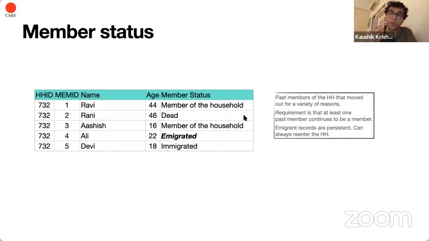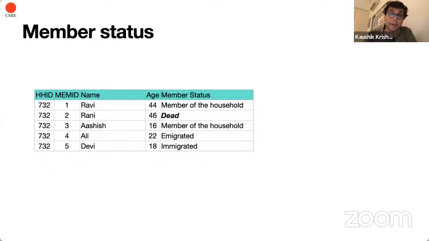And that continuity of the record is critical for you as a researcher to be able to study what's happening. For this reason, emigrant records are persistent. They can always re-enter the household at a future time. We allow for that and we accommodate for that. And when they re-enter, they will always have the same member ID as before. So you can always follow people that leave a household, come back to a household, leave a household, come back to a household, etc. Okay, and that's something that's really critical and useful and important and interesting about the data set.